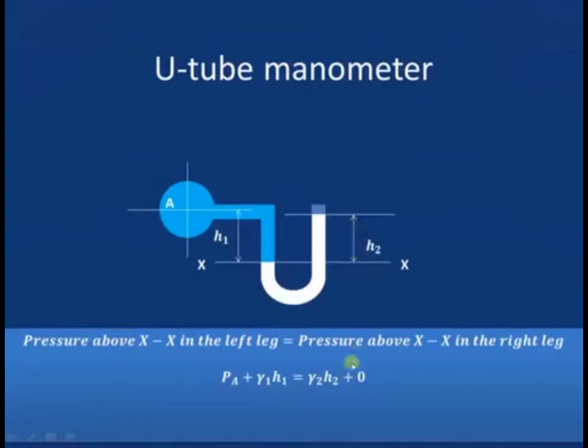Plus 0, because this limb is open to the atmosphere, and at atmosphere the gauge pressure is 0. So we can say that PA, the pressure at point A, plus gamma 1 H1 corresponding to this height H1 is equal to gamma 2 H2.